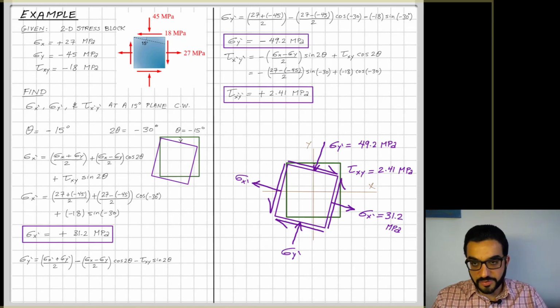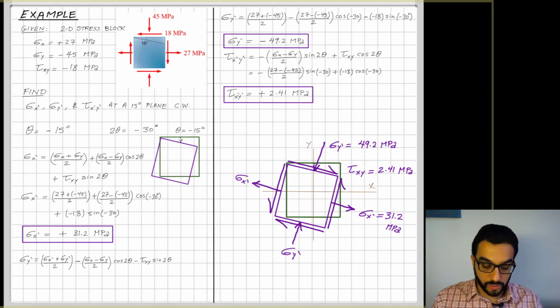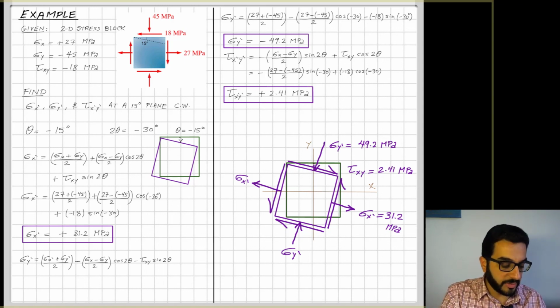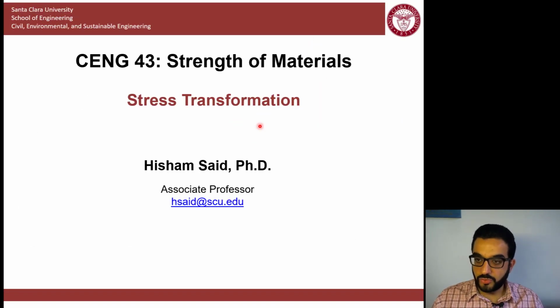So that's the end of it. We got all the transformed stresses, and it will help you to understand the answer you got by drawing the block of the transformed stresses. That's also a good way of communicating the answer here. So that's the end of this video.